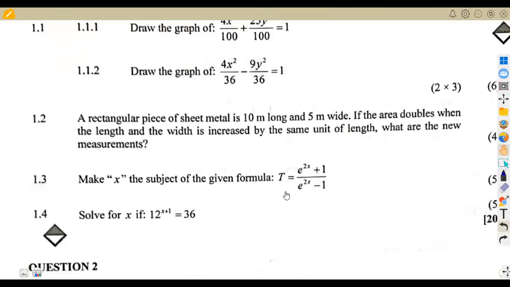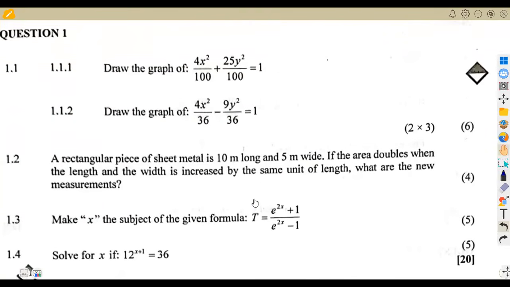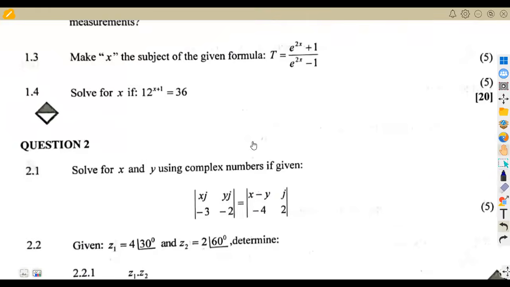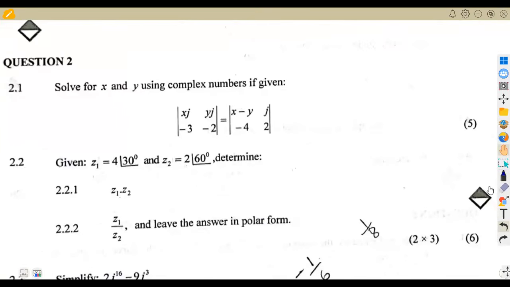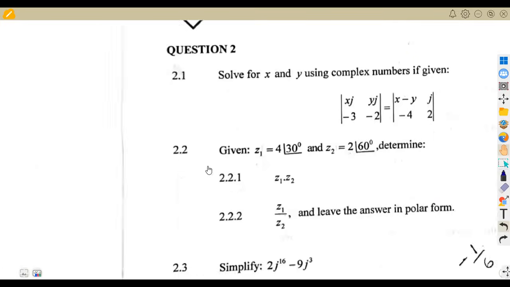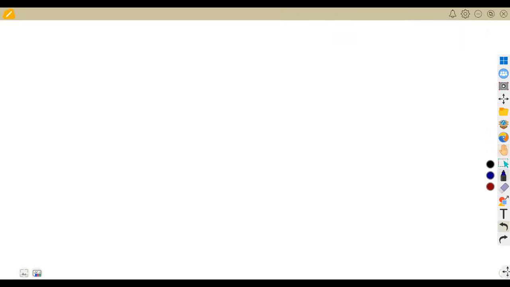Let's see the other part. So that was our question number 1, the whole of it. Then question 2, we are given to solve, in this case, for x and y using complex numbers. Given this, these are actually determinants, but we are supposed to use complex numbers to solve, though we are given a question under determinant. The determinant of this is equal to the determinant of this. What does it mean? So let us have our question down.